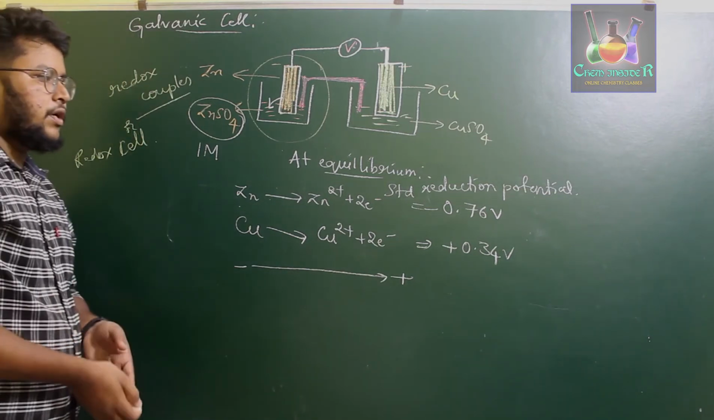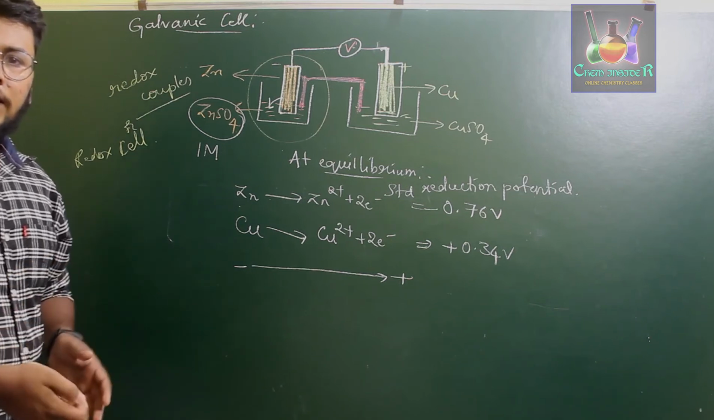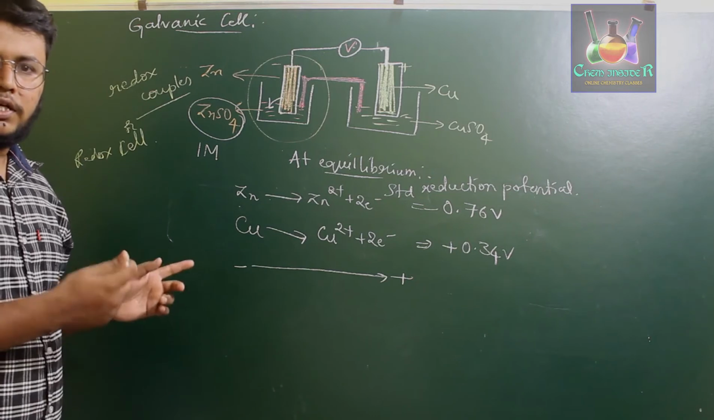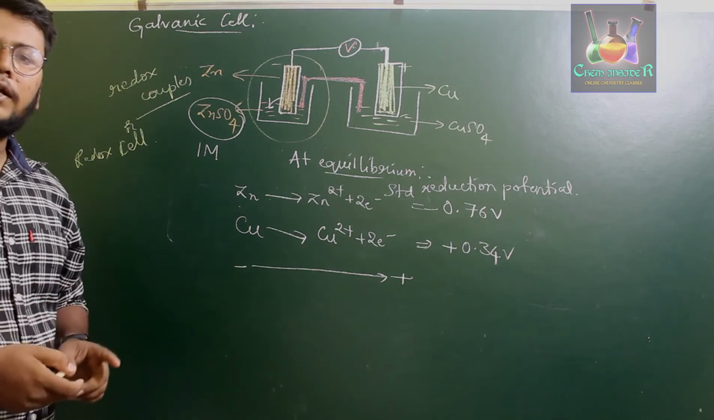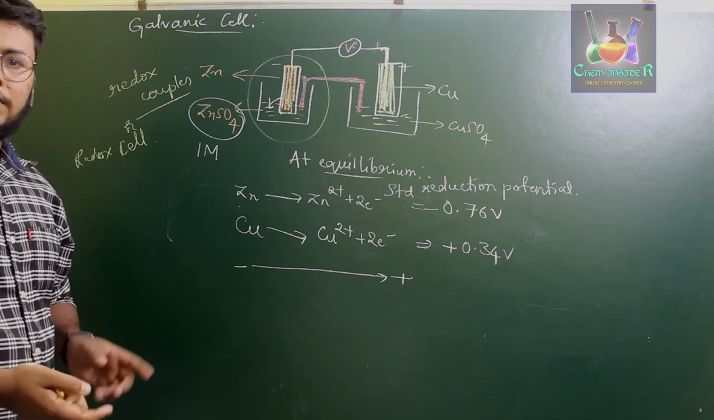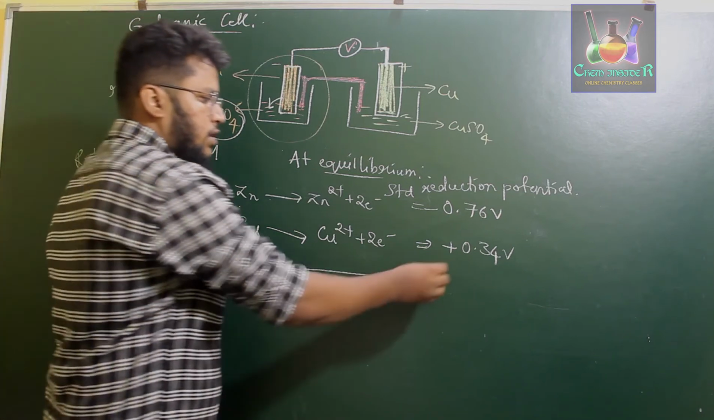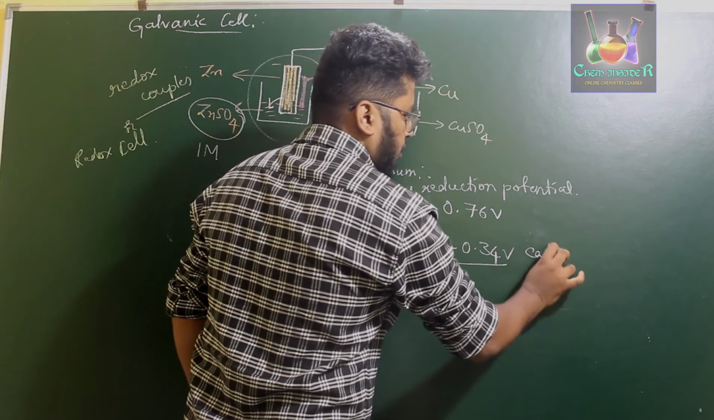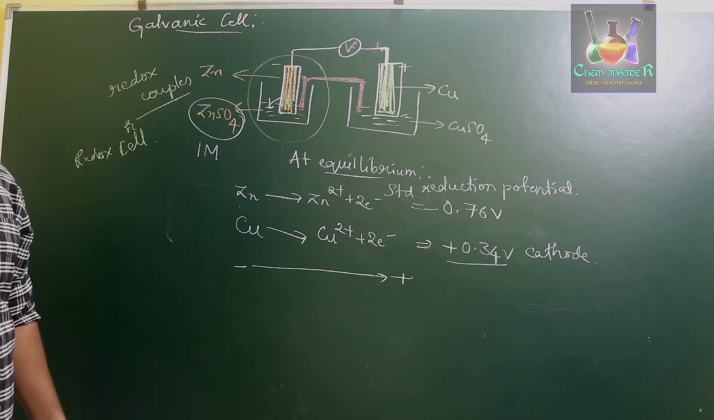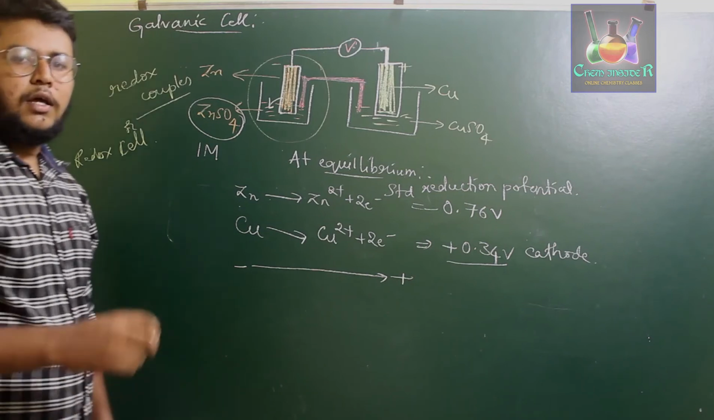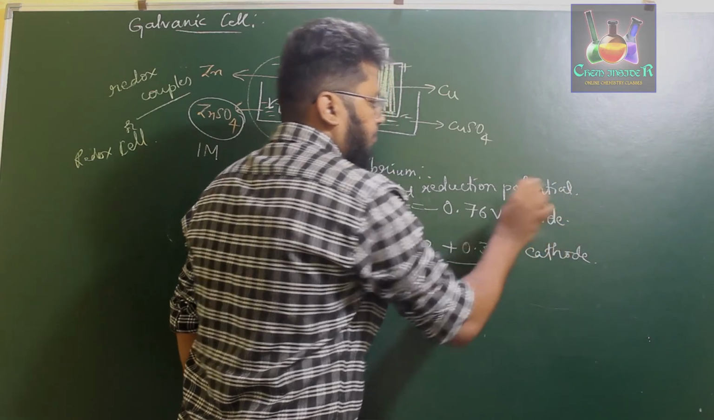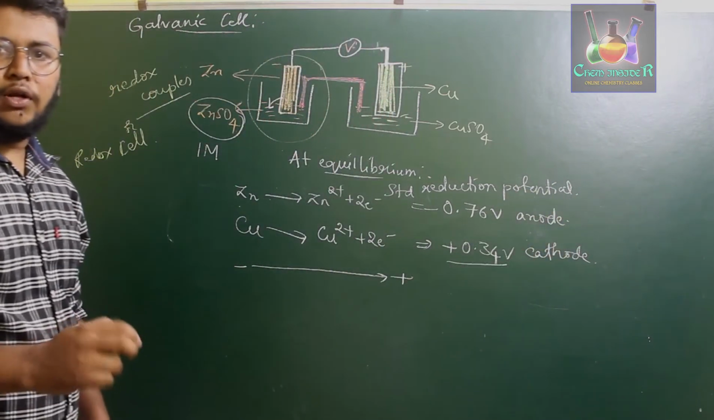So the metal or element which has the least electrode potential should be considered as the anode, and the metal or element which has the higher electrode potential value should be considered as the cathode. This cathode potential always carries a positive value, or it should be a higher value compared to the other. And the metal or metal ion which has a low electrode potential value is considered to be the anode.